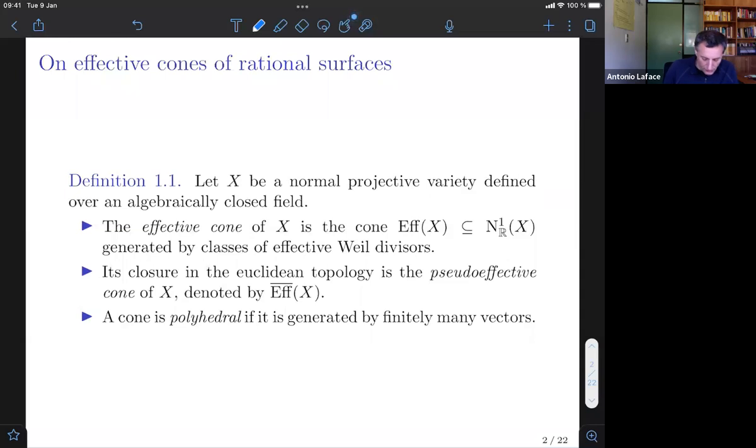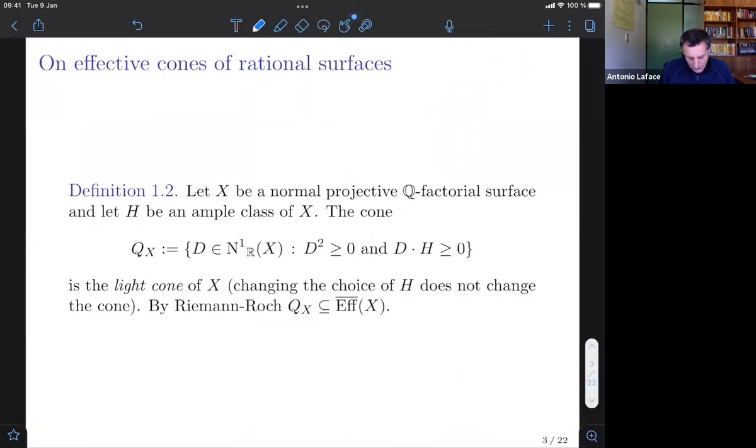The closure of this cone in the Euclidean topology is called the pseudo-effective cone. It is denoted by this, and I will often talk about polyhedral cones. This means that the cone is generated by finitely many vectors. Okay. So a few general questions about these cones are, sorry, first of all, I wanted to say something I forgot.